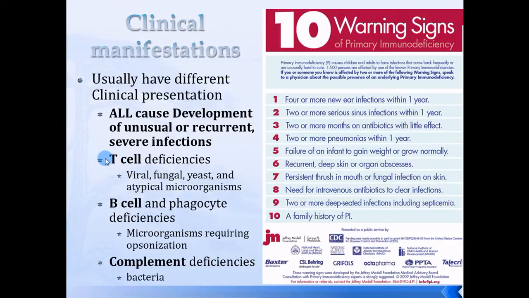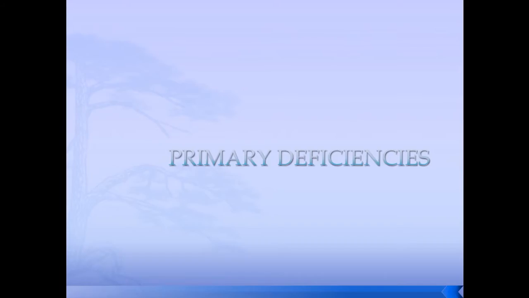So when they're looking at these different problems, they're going to look and break it down. T cells, B cells, complements, antibodies, phagocytes like neutrophils, macrophages, and then are they working appropriately? So we're going to go through and talk about several of those. Let's start with the primary deficiencies.